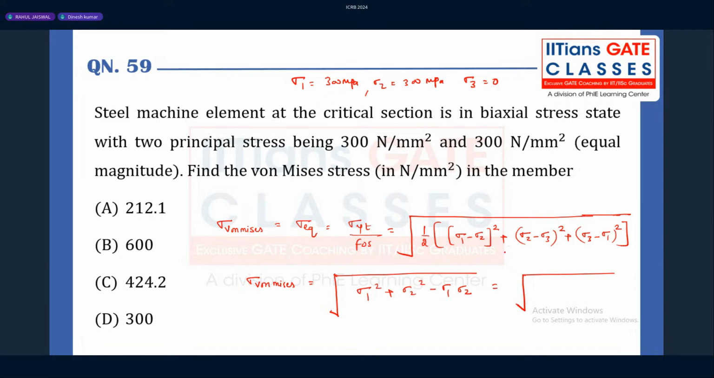Yes, sir. Sigma 1 and sigma 2 both will be equal. So what we can write: 300 square plus 300 square minus 300 times 300. So again, what should be the answer, guys? 300 megapascal. This would be correct.